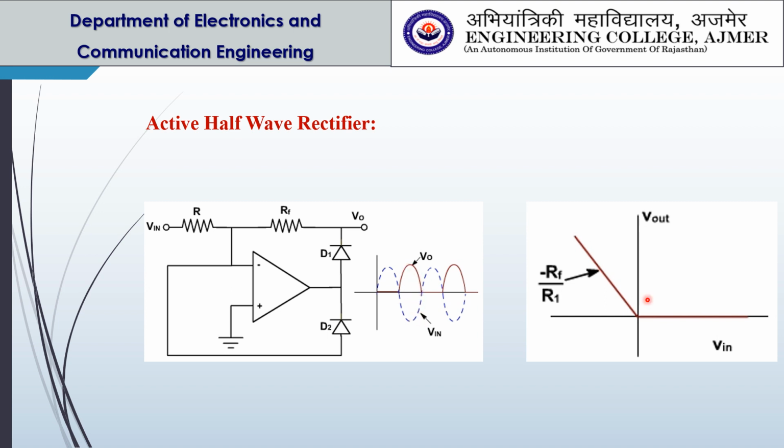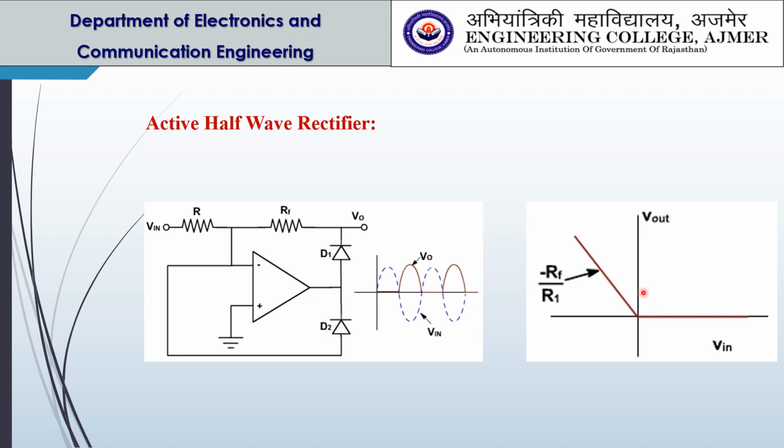The transfer characteristic of the half-wave active rectifier is shown. The output does not depend upon the diode forward voltage Vd because of the precision rectifier configuration. The feedback acts to cancel the diode turn-on voltage. This leads to improved performance since the diode more closely approximates an ideal device.